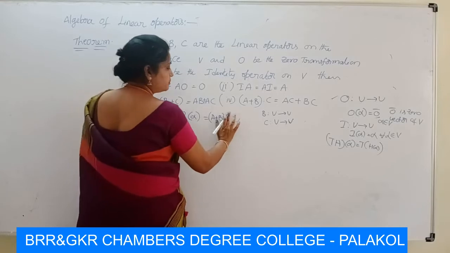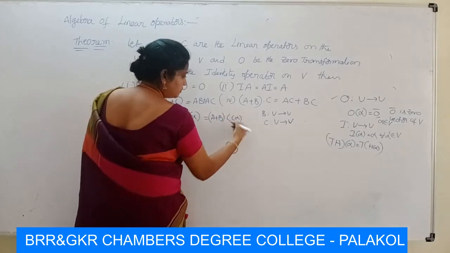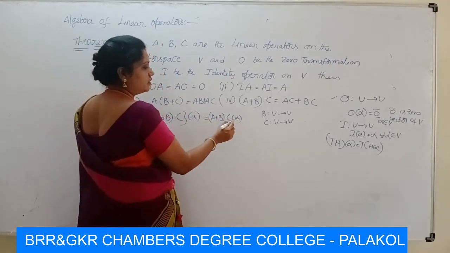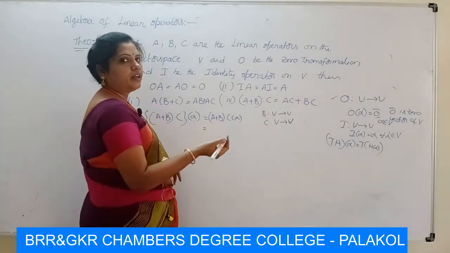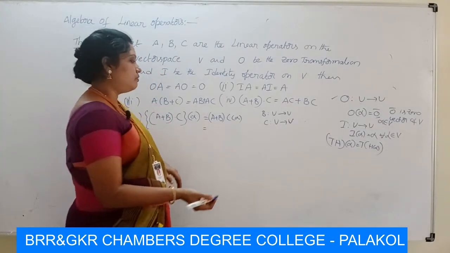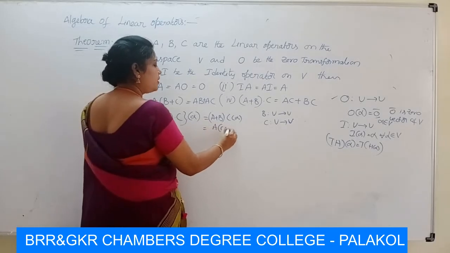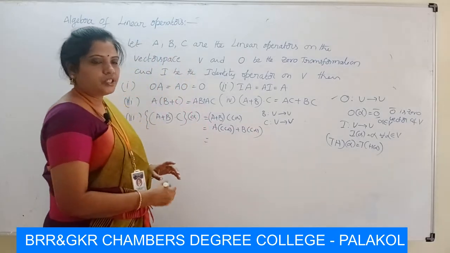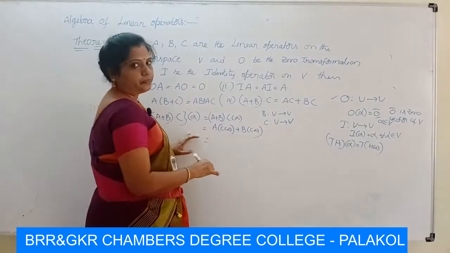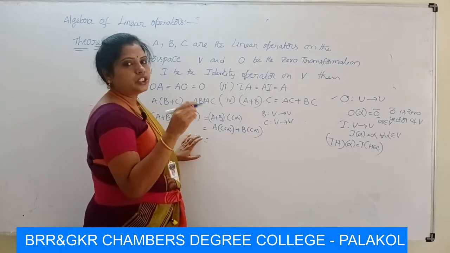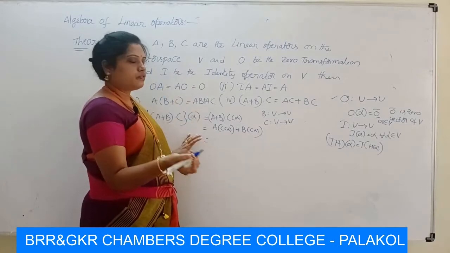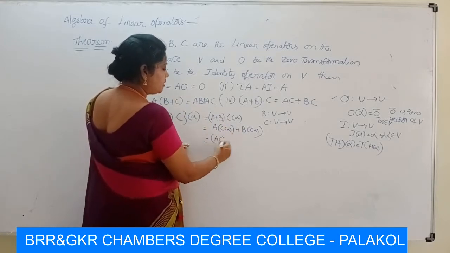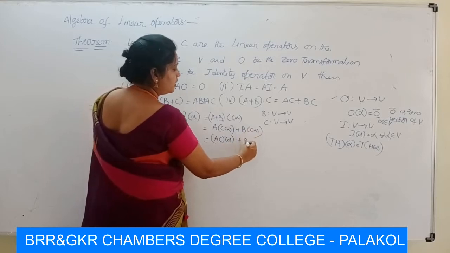C of alpha, again sum of the transformations and vector C of alpha. So T1 plus T2 of alpha is T1 of alpha plus T2 of alpha. So then A of C of alpha plus B of C of alpha. Again product of the transformations, A into C of alpha, that is AC of alpha, because TH of alpha can be written as T of H of alpha. So here is TH of alpha. So AC of alpha plus BC of alpha.